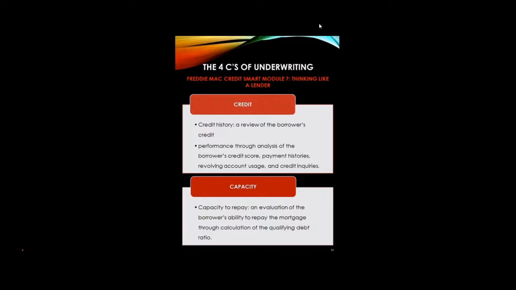The 4 C's of underwriting. And so you got credit. It's the credit history. We review the credit, make sure it is adequate and meets the guidelines of the program that we're putting it into. The next one is capacity. Okay. And that's the ability to repay back the loan. We evaluate whether they could basically qualify with the debt that they currently have and the future debt that maybe we'll be giving them in qualifying to repay back the loan.